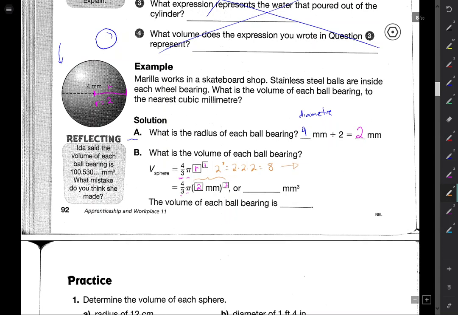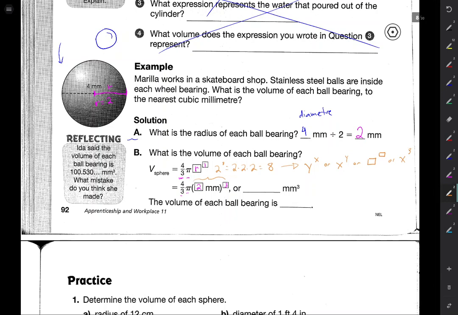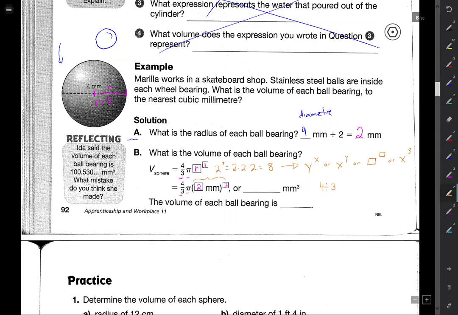You should also be able to find a button on your calculator that looks something like y to the power of x, or x to the power of y, or a box like this and a box like this, or x to the power of 3. All of those buttons will cube a number for you, so make sure you know how to use your calculator. Then what I would do is 4 divided by 3, because that's the same thing as 4 over 3, and then times pi times 8, because 8 is that radius cubed, r cubed, or 2 cubed.